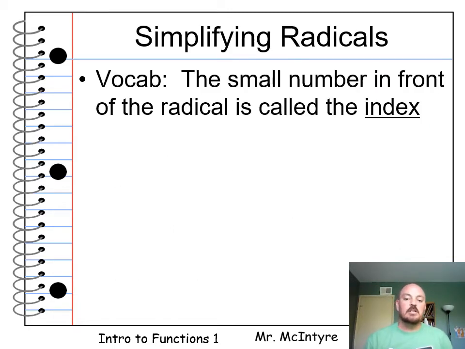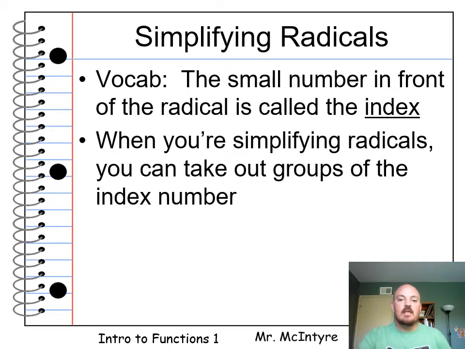So I'm going to talk about simplifying. Here's a quick vocab term. When you're doing a radical and you have that small number in front, that's called the index of the radical. And that's important because when you're simplifying radicals, whatever that index is, you're always looking for groups of that many. So the example I just gave you was a cube root. That's why we could take 3 2's out. If the example was a 5th root, I could take 5 2's out. If it was a 10th root, I could take 10 2's out. Whatever that index is, that's what you're looking for. You're looking for groups of that many.